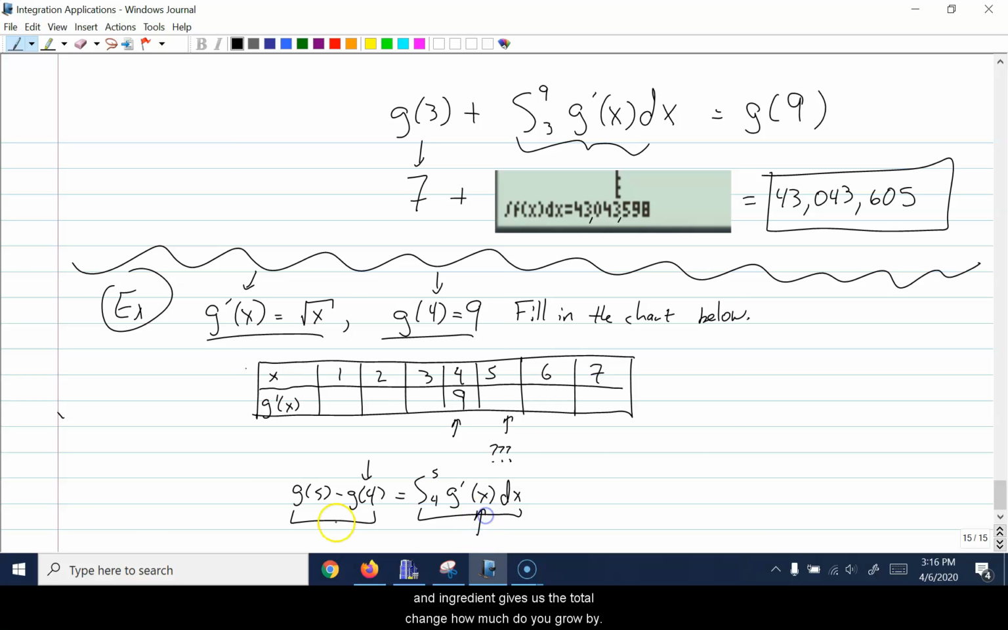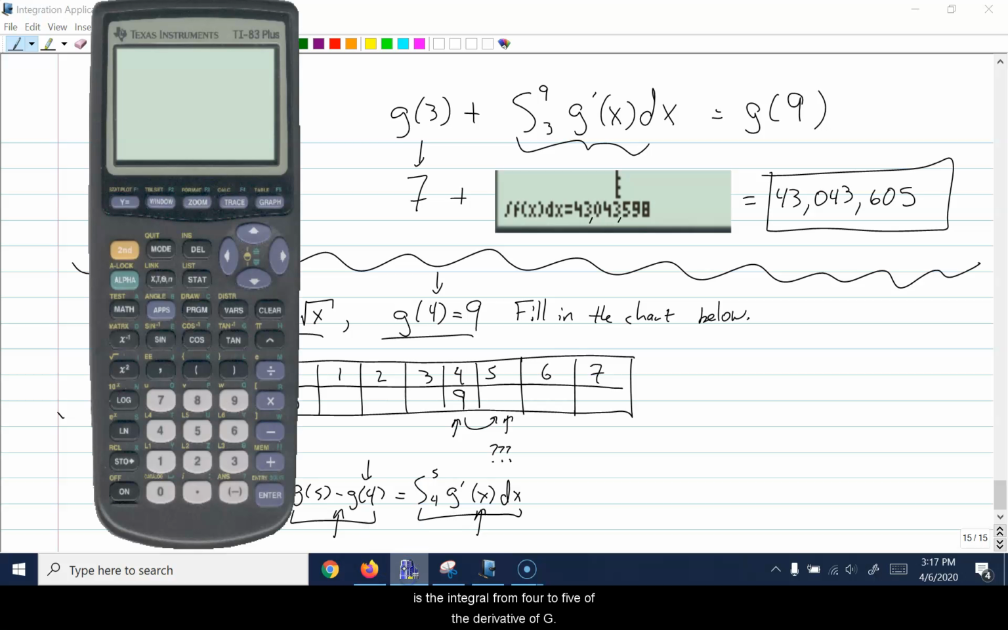The derivative is the rate of change. Integrating it gives us the total change. How much do you grow by? How much is g going to change by between 4 and 5? It's the integral from 4 to 5 of the derivative of g. What is that? That's a thing my calculator can tell me.